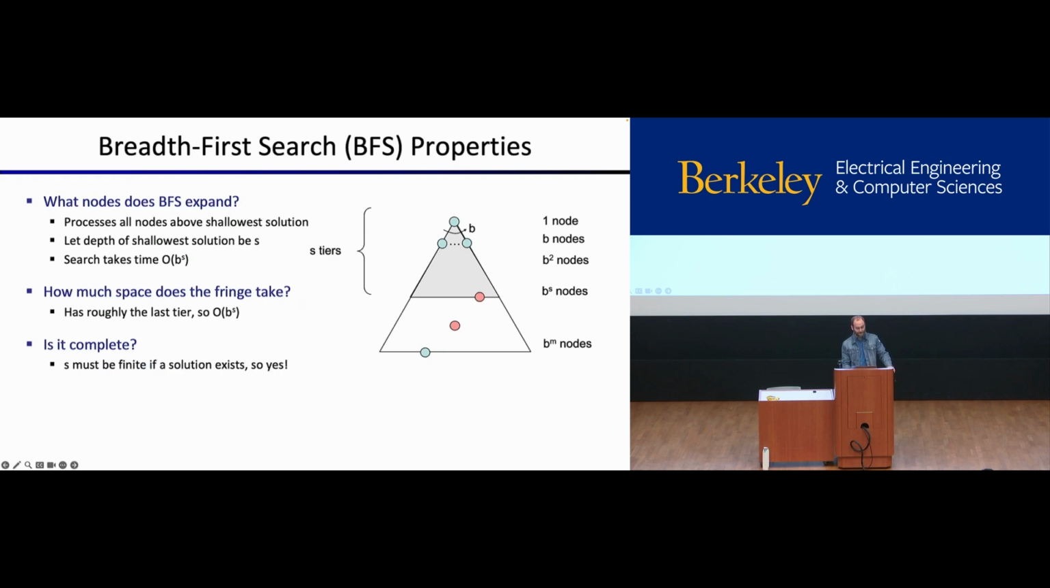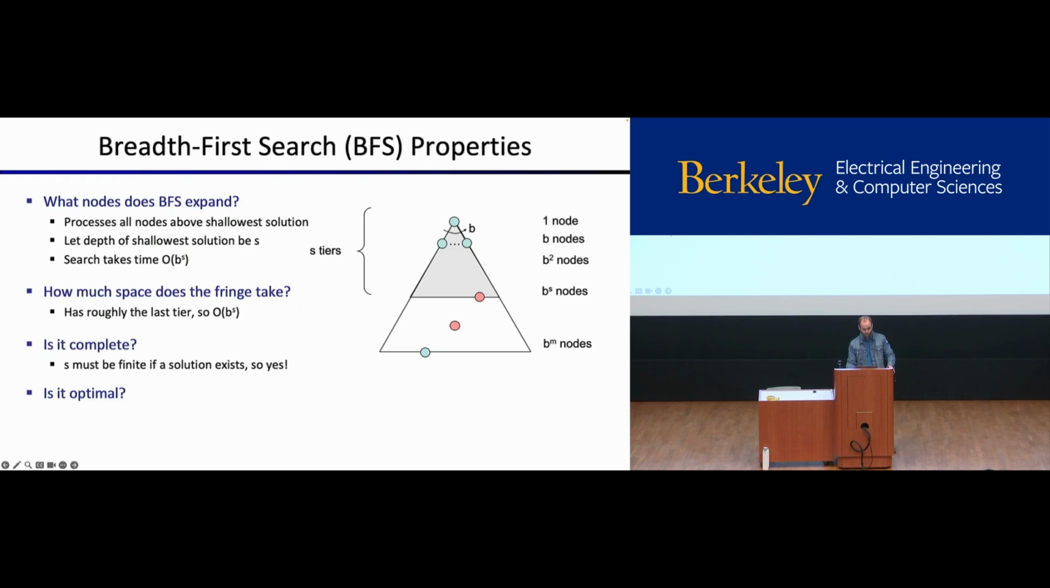Is it complete? Yes, sorry, I could have given you time to think about that. S must be finite if a solution exists. If there's a way to the solution, there is a number of steps that it takes, and you never need to go beyond that. So that's nice. Unlike depth first search, even if the state space is infinite, even if you're not checking for cycles, you will get to a solution if a solution exists. So that's good.